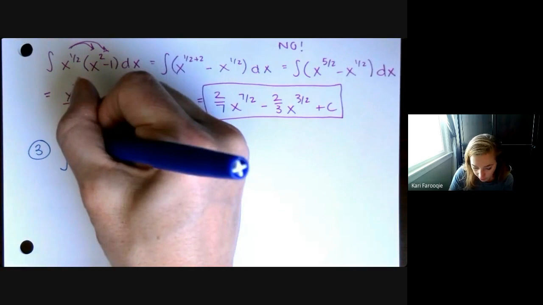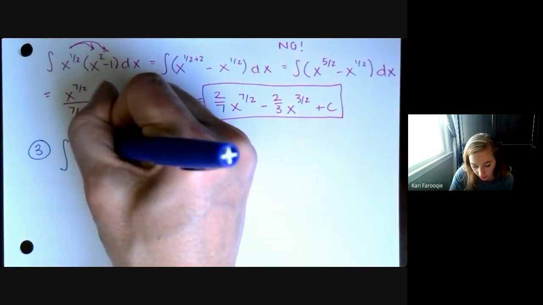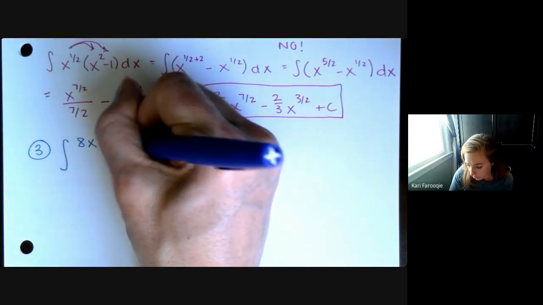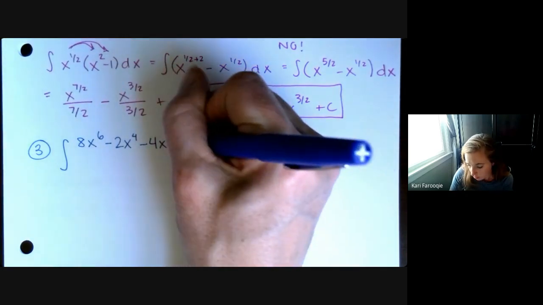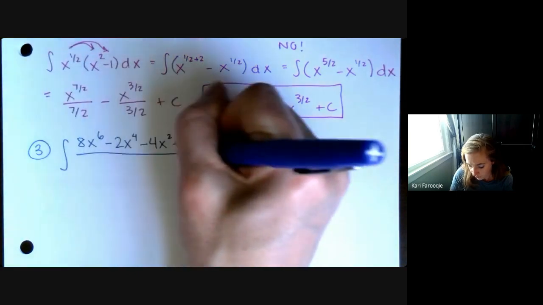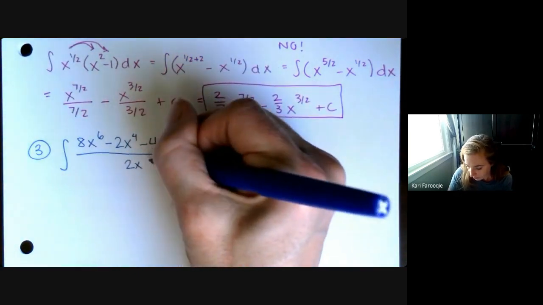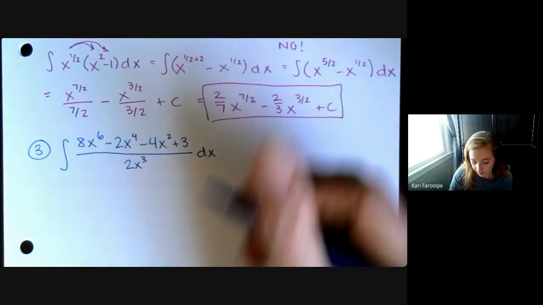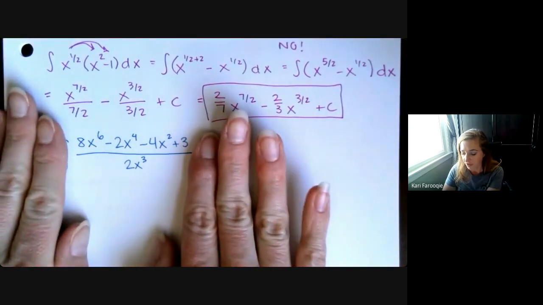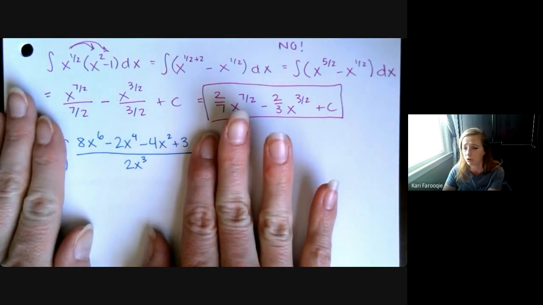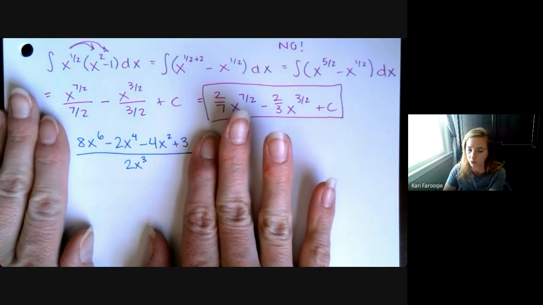In the numerator of the fraction, I have 8x to the 6th minus 2x to the 4th minus 4x squared plus 3 divided by 2x cubed dx. Now, you might not remember this, but when we were talking about taking derivatives for functions that looked like this, again, we said, why would you use the quotient rule? That would be crazy. We don't have a quotient rule for integration, by the way.